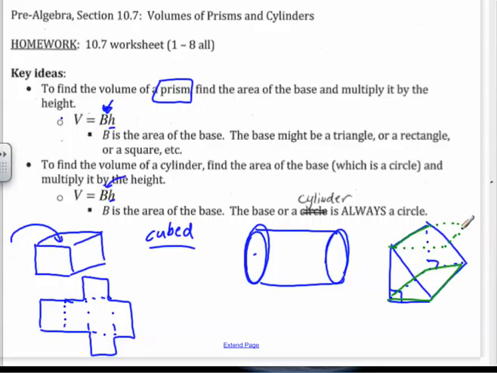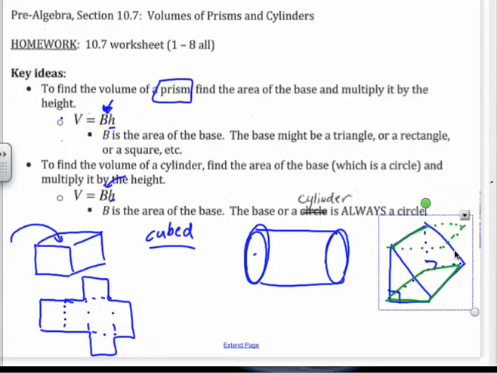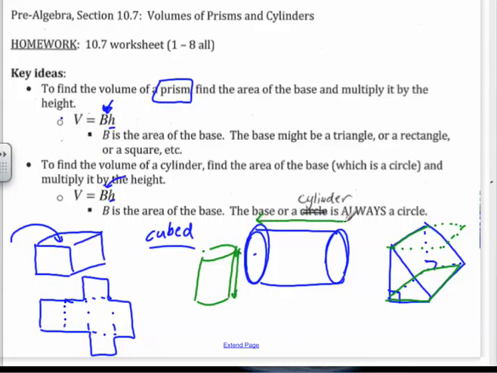I find the area of the base, and then I just multiply it by the height, or the distance between the two bases. Because sometimes when we think about height, we think, oh, it must go up and down, right? Like this. This is the height right here. But if this thing's tipped over on its side, this is the height. So to say height is really kind of misleading. It's the distance between the two bases.